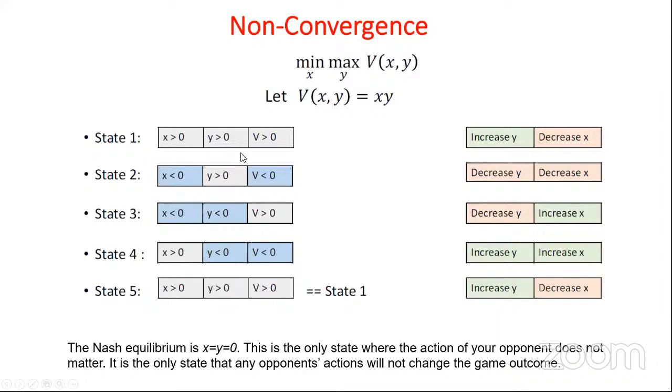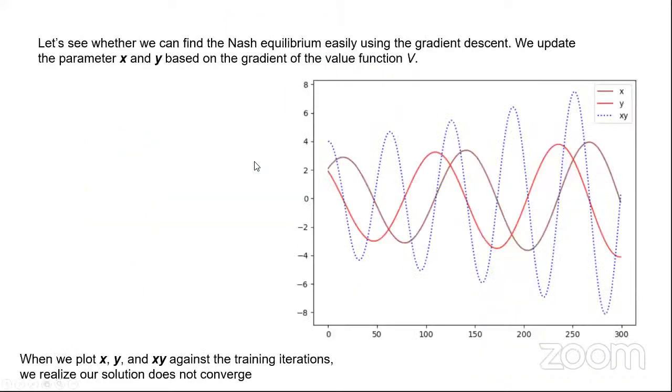The Nash equilibrium of this simple game is X equal to Y equal to 0 and V equal to 0. This is the only state where whatever Y does, Y increases itself to 10, decreases itself to minus 20, doesn't matter until and unless X keeps on 0. Is that clear? So it is the only state that any opponent's action will not change the game outcome. That is the Nash equilibrium of this game. And what I have illustrated here is simply how oscillation sets in.